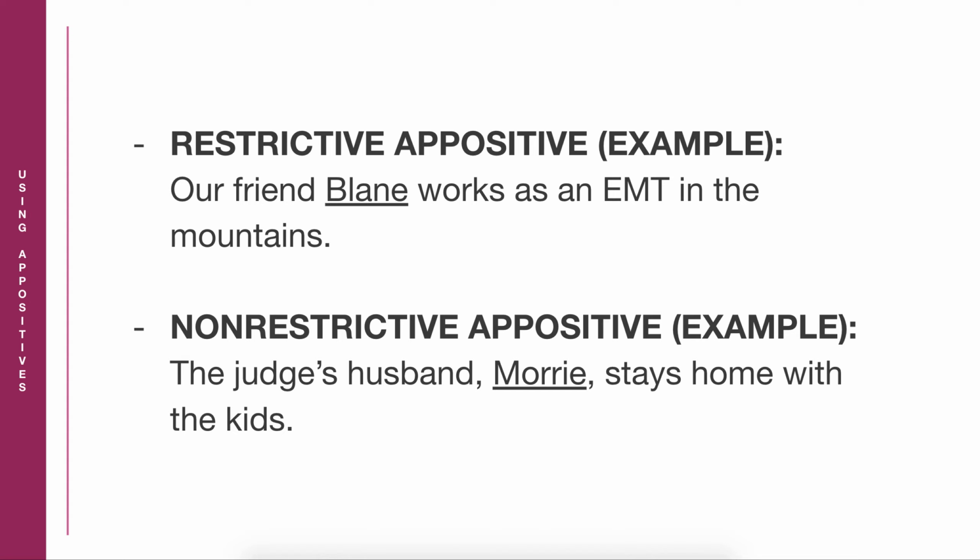On the bottom, though, we have a non-restrictive appositive. The judge's husband, Maury, stays home with the kids. Now, in this situation, we've done the same thing. We've still just added a name to the sentence. But with our non-restrictive appositive, with the name Maury, this is extra information because we can assume that the judge only has one husband. I mean, hopefully, right? And so in that case, we don't need to know the husband's name in order to understand who the author is talking about.